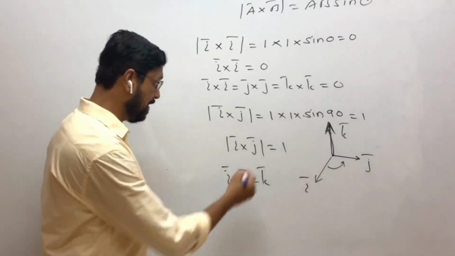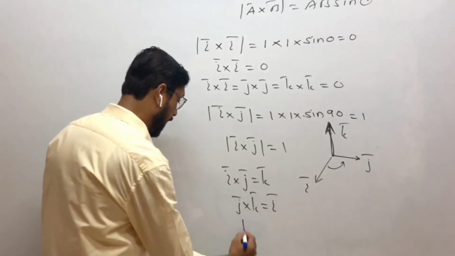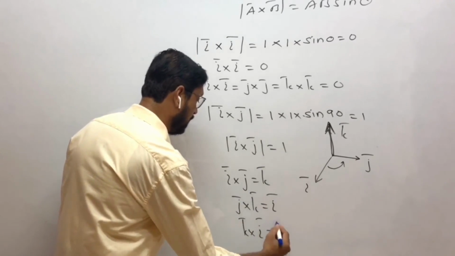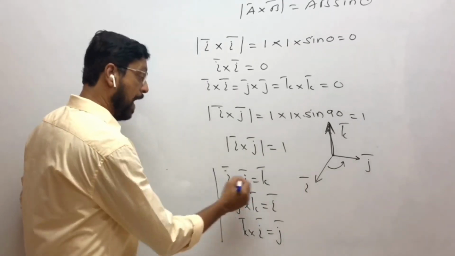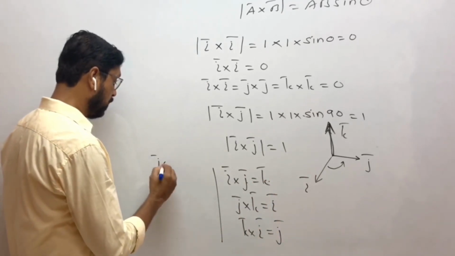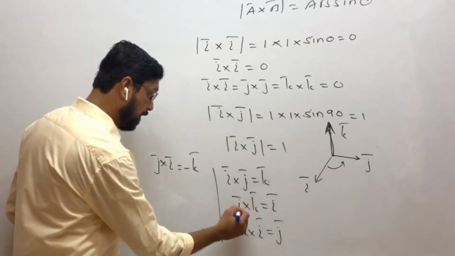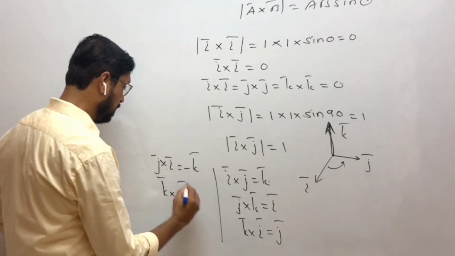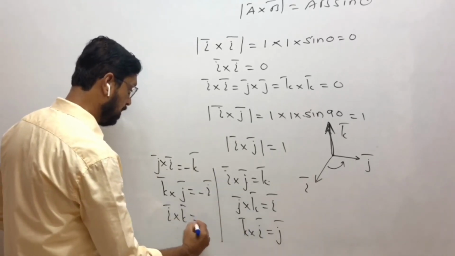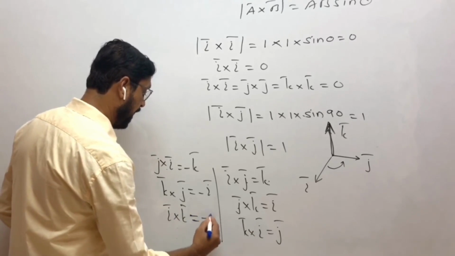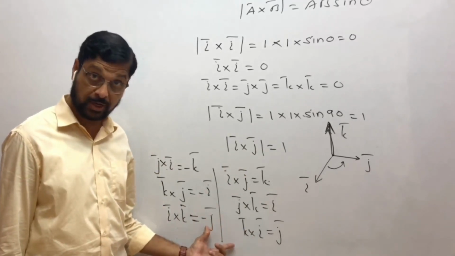Similarly, we can say that J cross K is equal to I and K cross I is equal to J, right? And conversely, if I cross J is K, then what will J cross I be? Minus K. K cross J will be minus I, and I cross K will be minus J. And this is to be remembered because it is to be used frequently.